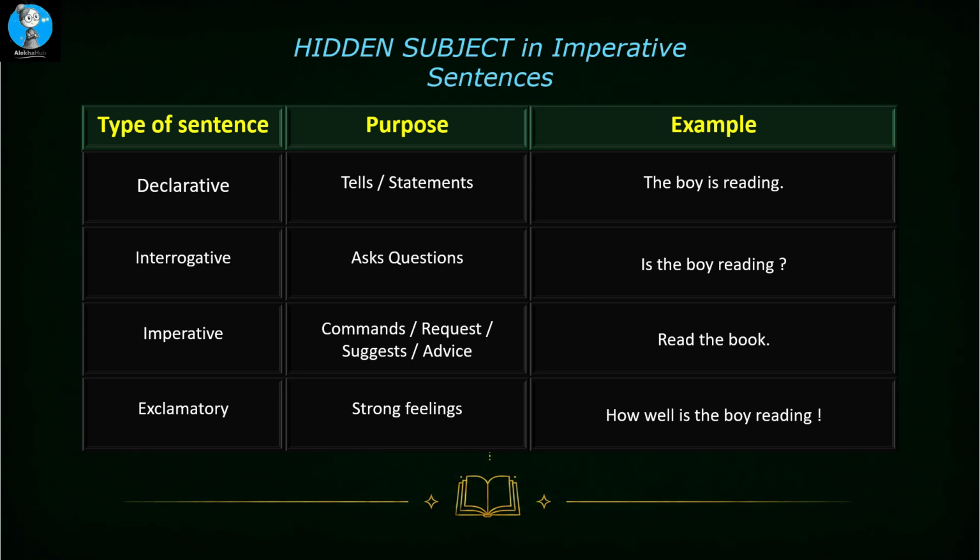So first, the declarative type of sentence. It tells or states, like a fact. Example, "The boy is reading." Next, the interrogative sentence. It asks questions. Example, "Is the boy reading?"